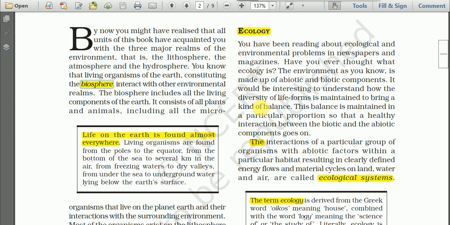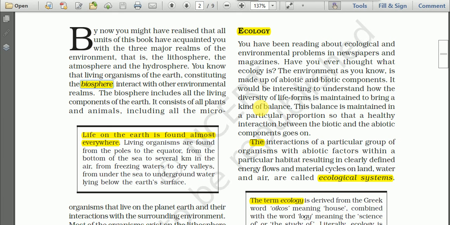Do you see my screen? Yes, sir. Okay. So let me repeat, the biosphere is the part of the earth crust, waters, and atmosphere that supports life. In other words, this is a big ecosystem comprising the entire earth and the living organisms that inhabit it.